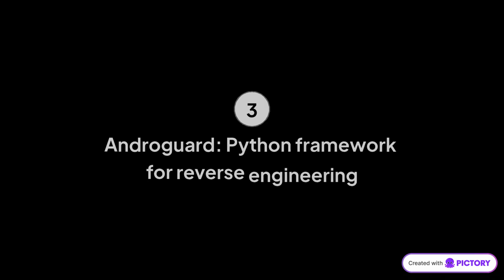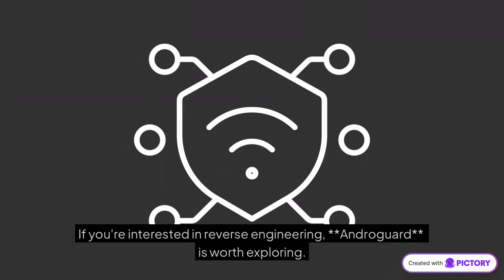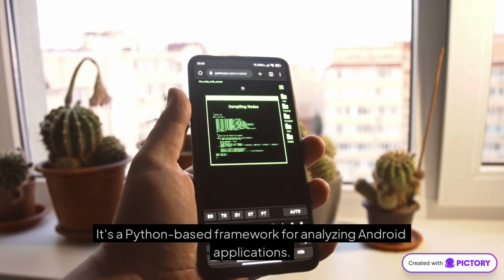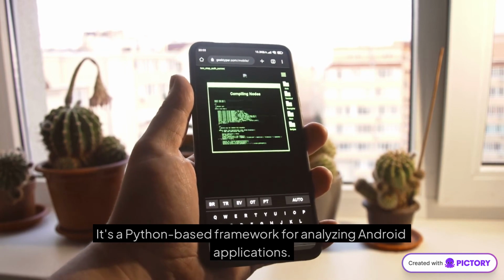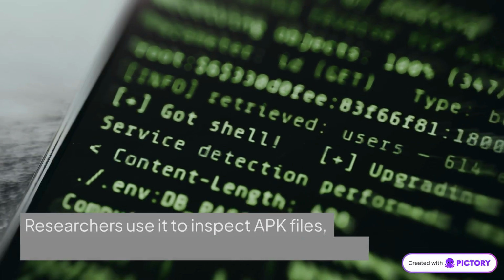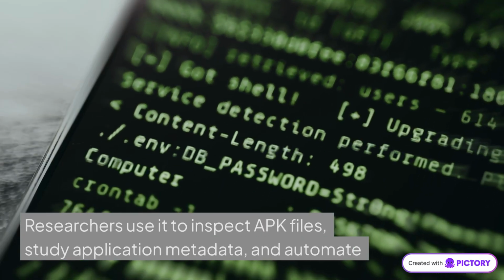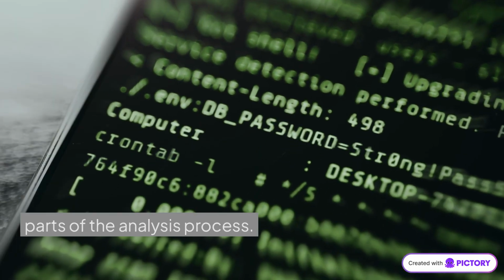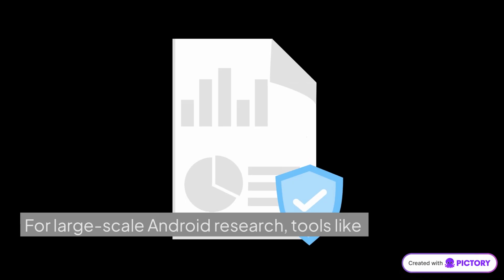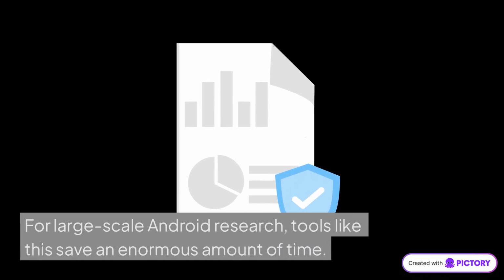Number 3. Androguard. If you're interested in reverse engineering, Androguard is worth exploring. It's a Python-based framework for analyzing Android applications. Researchers use it to inspect APK files, study application metadata, and automate parts of the analysis process. For large-scale Android research, tools like this save an enormous amount of time.